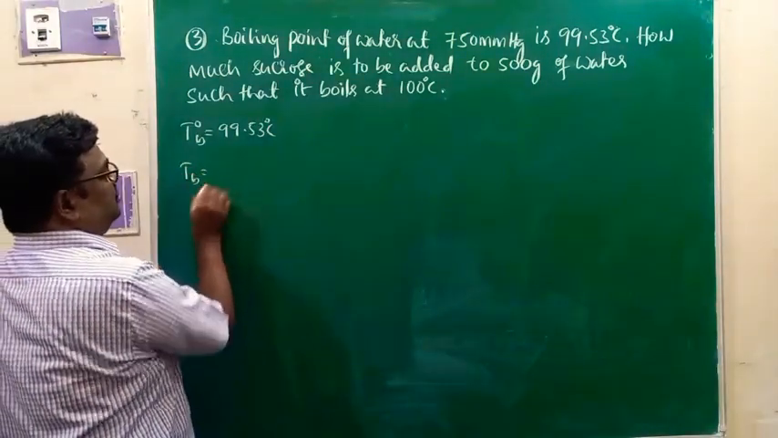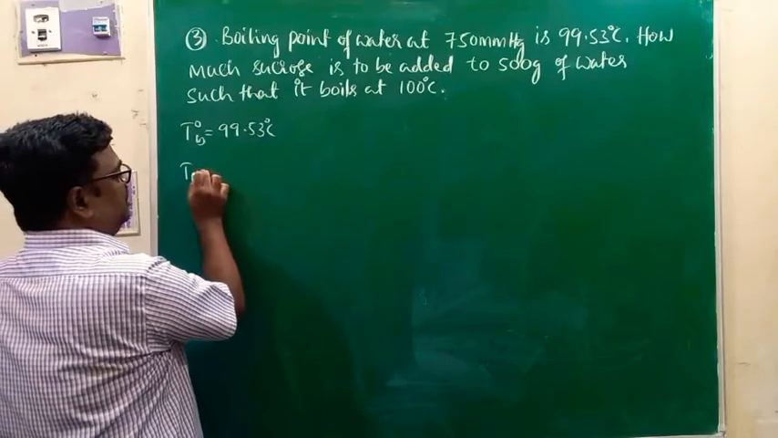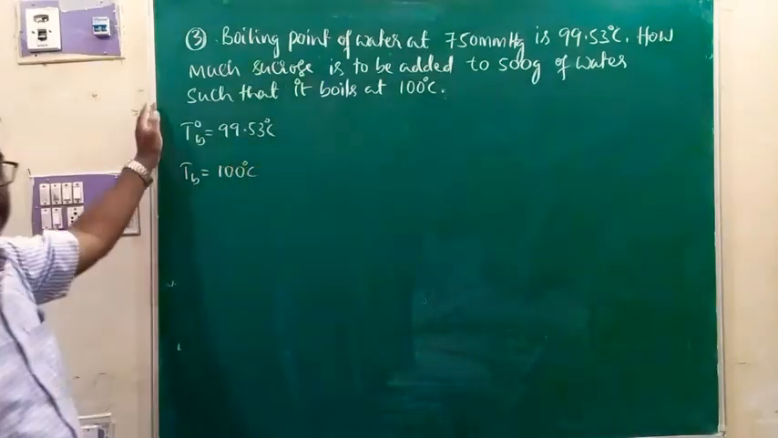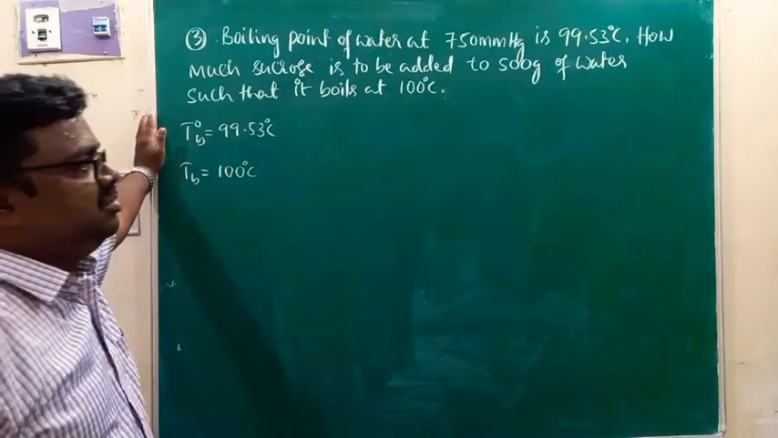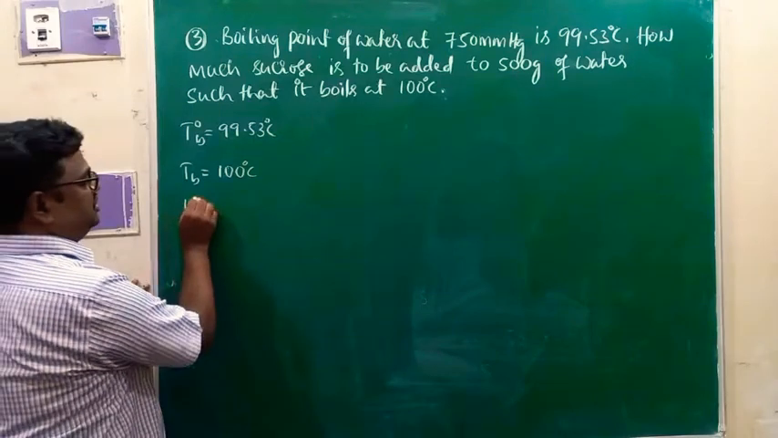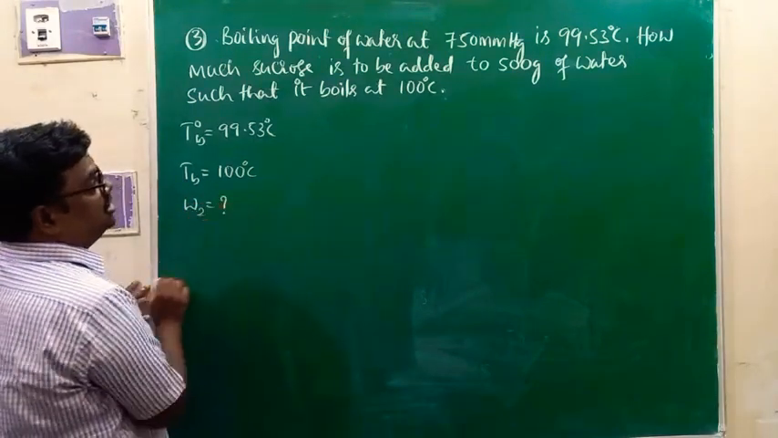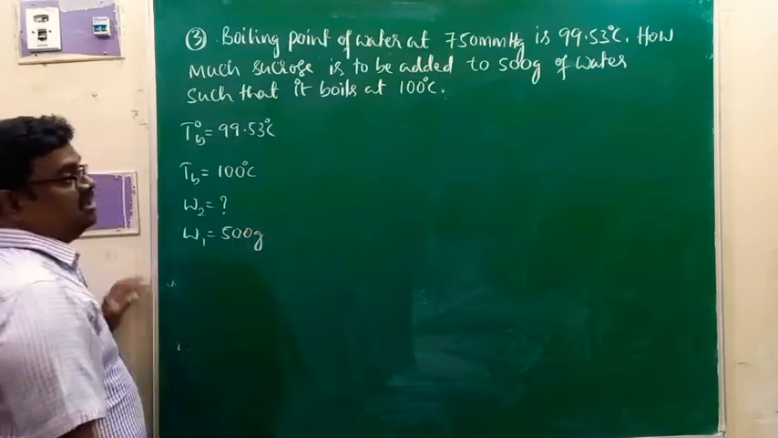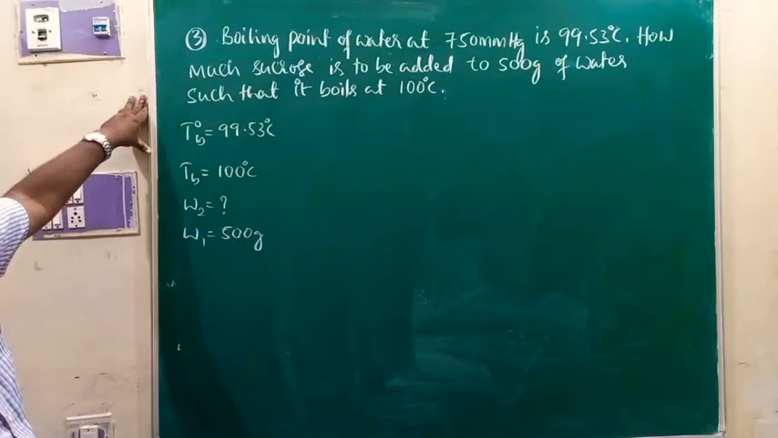I want to increase the boiling point of water to 100 degrees Celsius. This is the boiling point of the solution, because I can increase the boiling point of water by adding the solute sucrose. That is, you are supposed to calculate the mass of sucrose to be dissolved in 500 grams of water so that its boiling point is increased to 100 degrees Celsius.